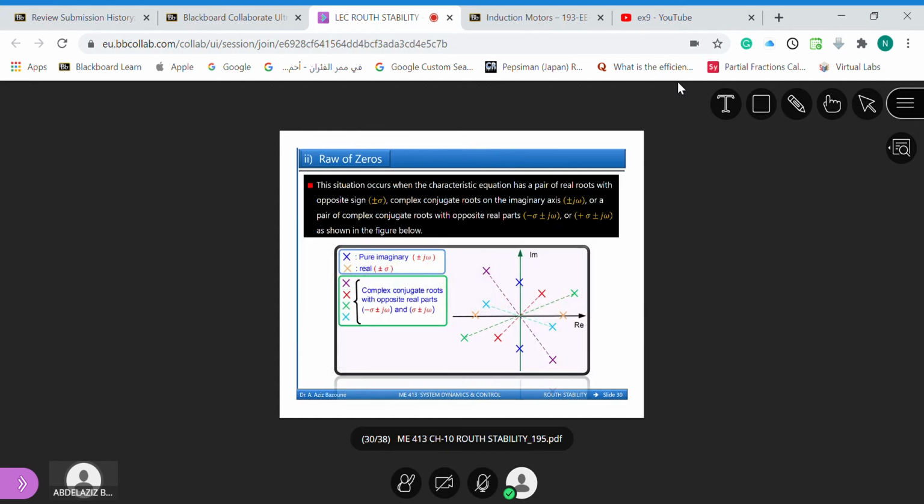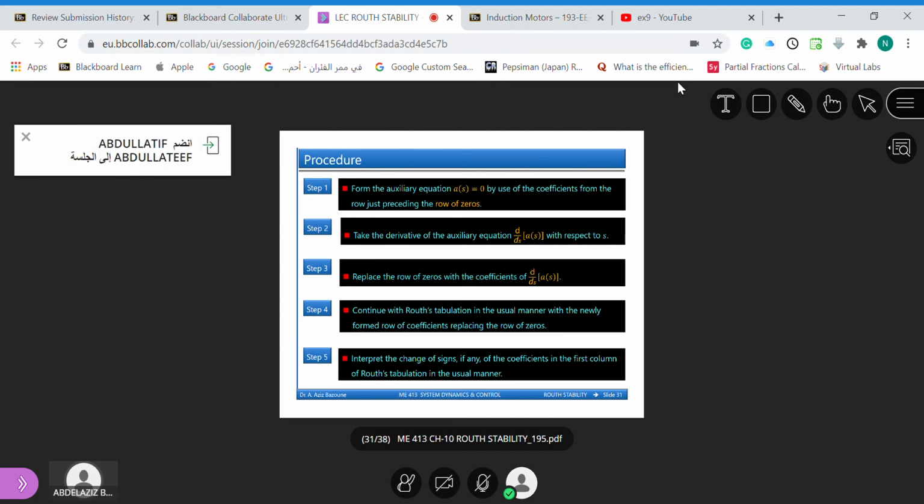Another case, شباب, is a row of zeros. Sometimes we get a row of zeros. Zero here and zero here, a row of zeros. This happens when the poles are symmetric with respect to the origin. This pole is symmetric with this pole, or this pole is symmetric with this pole, and so on. The symmetry is with respect to the origin. When we have this situation, we will see how to handle it.